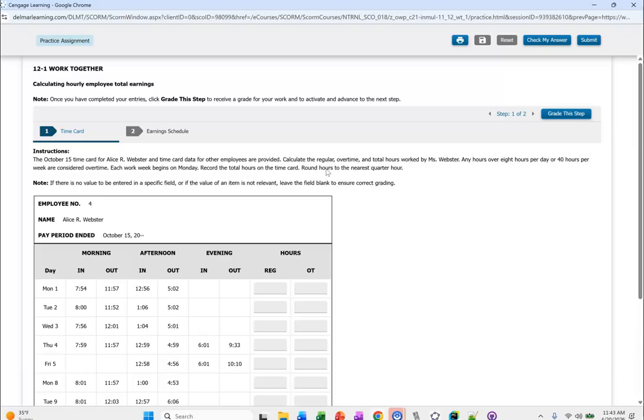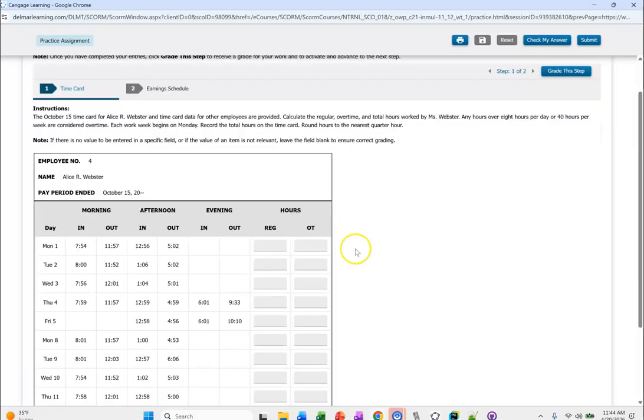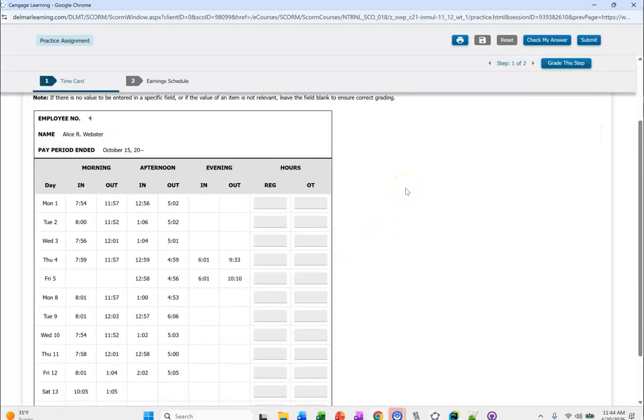It says the October 15 time card for Alice R. Webster and the time card for other employees are provided. Calculate the regular, overtime, and total hours worked by Miss Webster. Any hours over 8 hours per day or 40 hours per week are considered overtime. Each work week begins on Monday. Record the total hours on the time card. Record hours to the nearest quarter hour. And then as always, if there's no value to be entered, leave it blank.